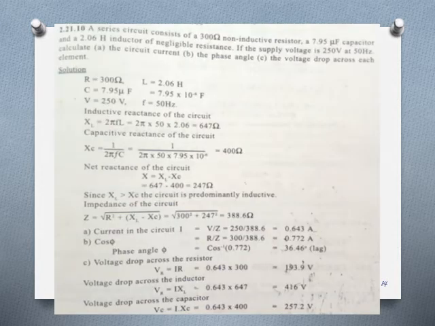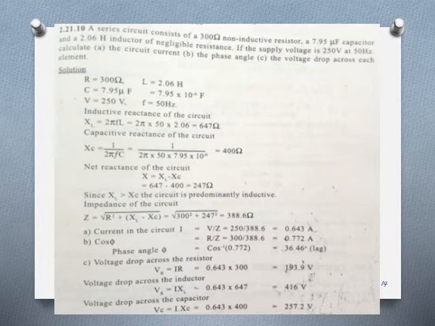Now some tutorials. The first question says that a series circuit consists of a resistor of 300 ohm, a capacitor of 7.95 microfarad and an inductor of 2.06 Henry. If the supply voltage is 250 volt and 50 hertz, calculate the circuit current, phase angle and voltage drop across each element. So the values are already given in the question.